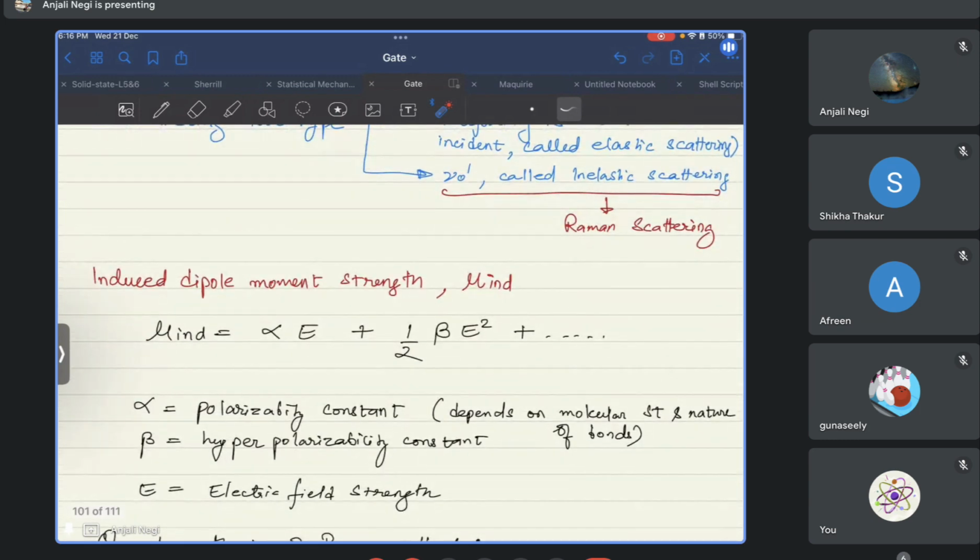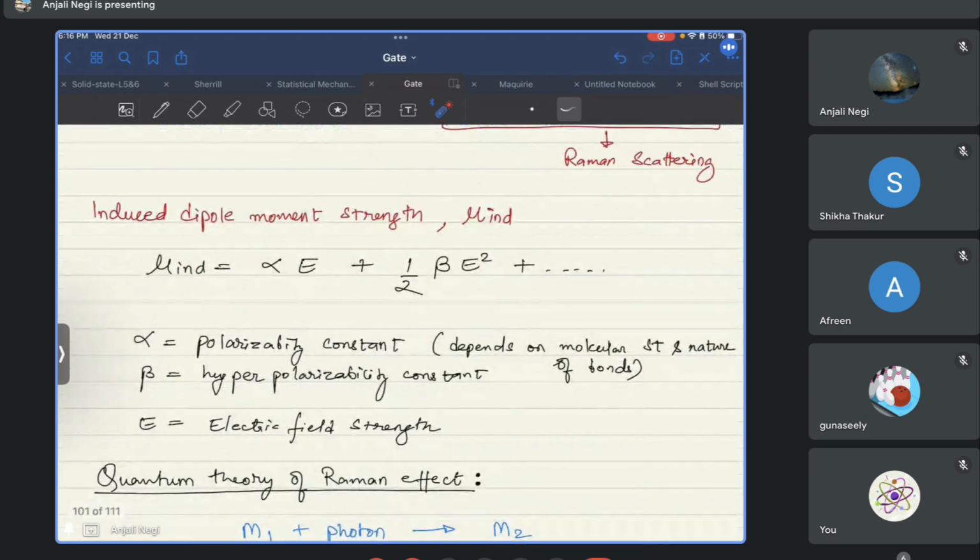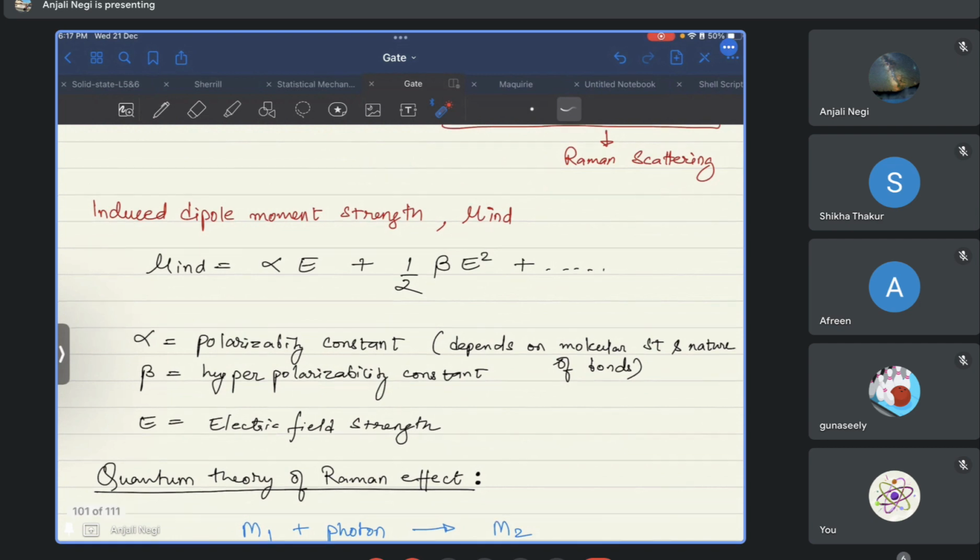So in classical theory, the induced dipole moment strength, mu induced, can be given as alpha E plus 1 by 2 beta E square plus some higher order terms. Here alpha is simply the polarizability constant, and beta is the hyperpolarizability constant. All of these depend upon the nature of the molecule, the structure and the nature of the bond. E is the electric field strength that was applied on the matter to interact.